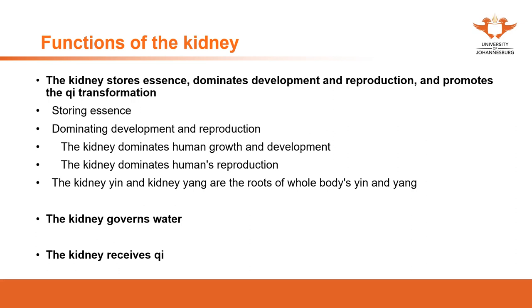In a mature person, the kidney essence will be transformed into sperm upon maturation. If the storing function of the kidney is affected, for instance, by kidney qi deficiency, the kidney loses the function of storing essence. The patient may present with spermatorrhea, premature ejaculation, or sperm stagnation.